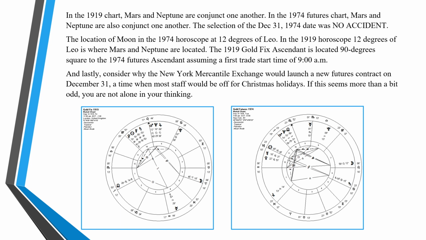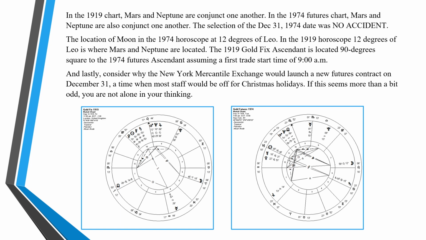Now, the location of the moon in the gold futures 1974 horoscope at the right, the moon is at 12 degrees of Leo. Take a look at the 1919 horoscope shown at the left. 12 degrees of Leo. That's where Mars and Neptune are located. So by having the first trade date on the 31st of December, this was deliberately picked so that the moon matched where Mars and Neptune were located in 1919. And the ascendant in the 1919 gold fix horoscope is 90 degrees square to the 1974 ascendant in the gold futures first trade horoscope. That's if we assume a first trade start time of 9 a.m., which is a reasonable assumption.